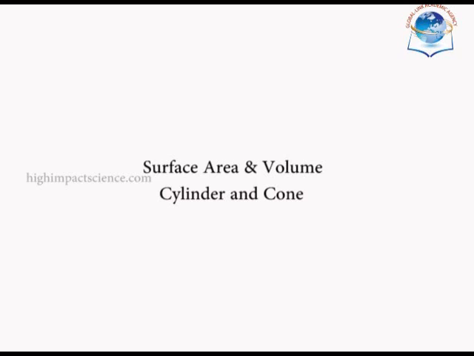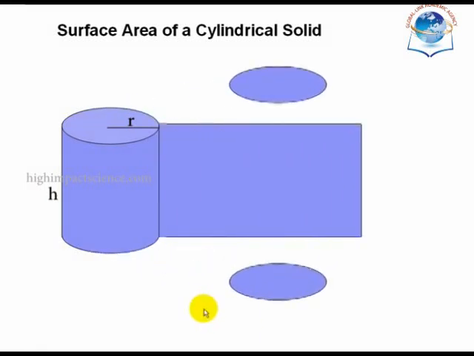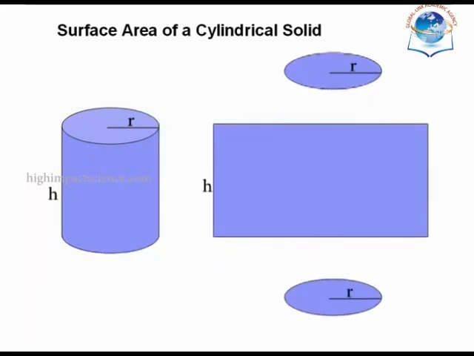Lastly, we shall look at the surface area and volume of solids, and in particular we shall look at the cylinder and a cone. We start with surface area of a cylinder. So here is a cylinder of radius r and height h. If we open up this cylinder, we shall have the top and bottom circles, and the curved surface will unwrap into a rectangle of width h.